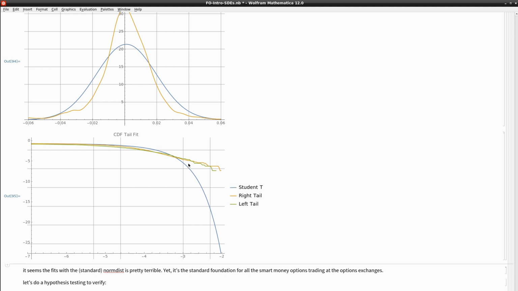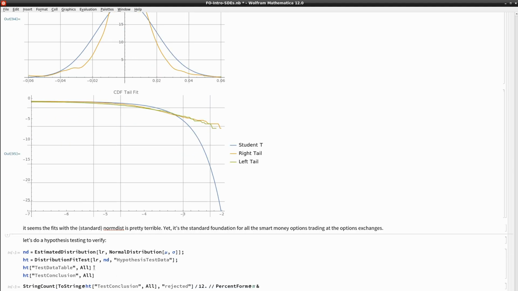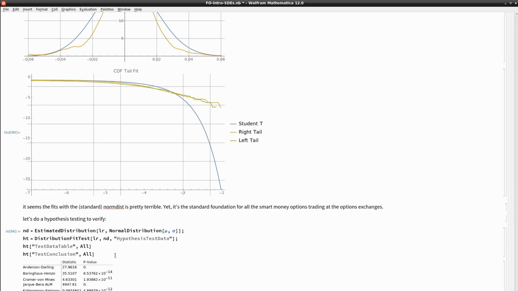There's just too much difference here. So it seems the fit with the standard normal distribution is pretty terrible. Yet it's the standard foundation for all the smart money options trading that happens at the options exchanges. So as a next step, we can do hypothesis testing, right?